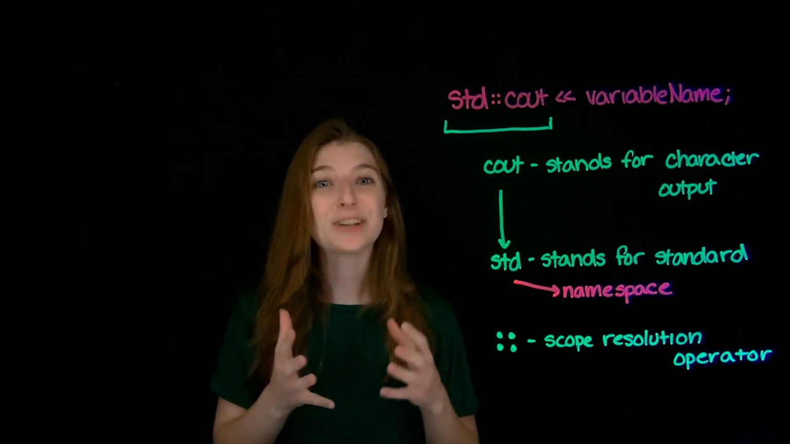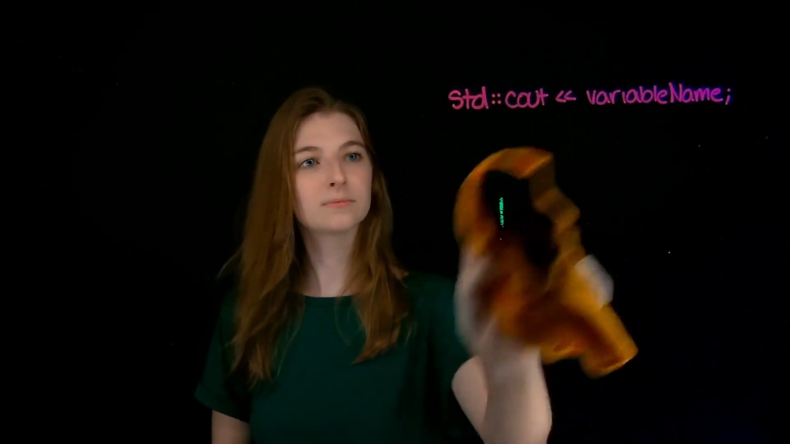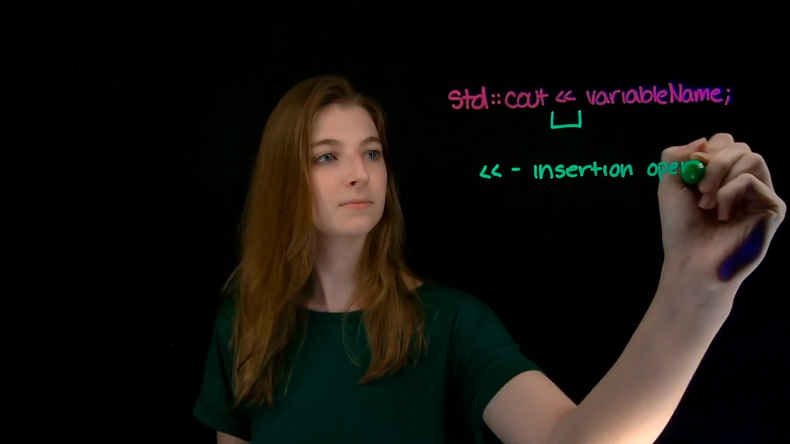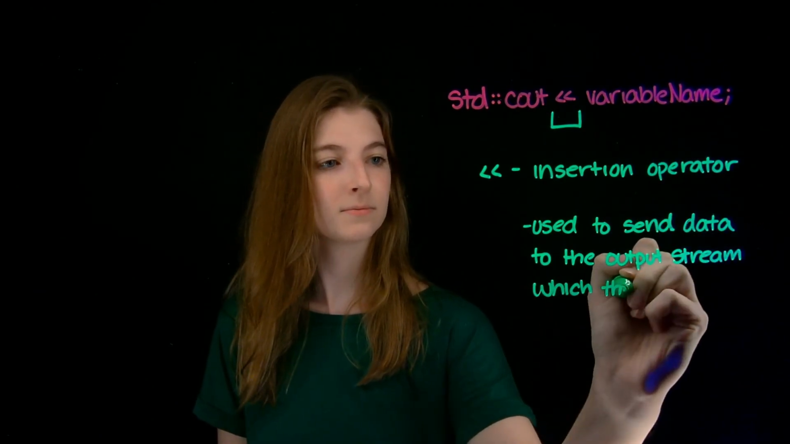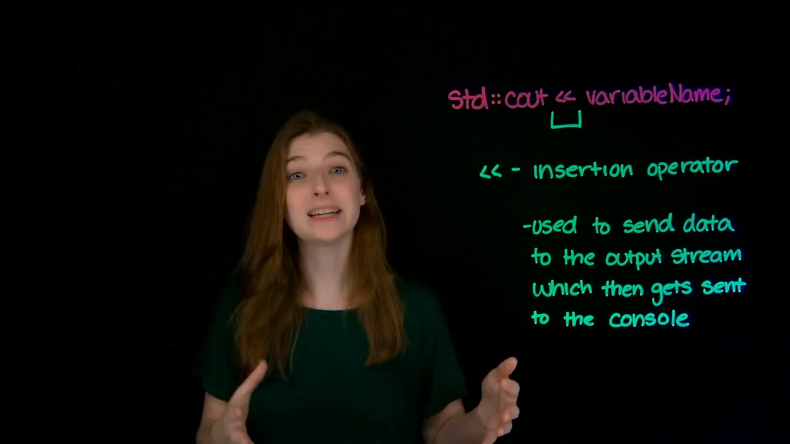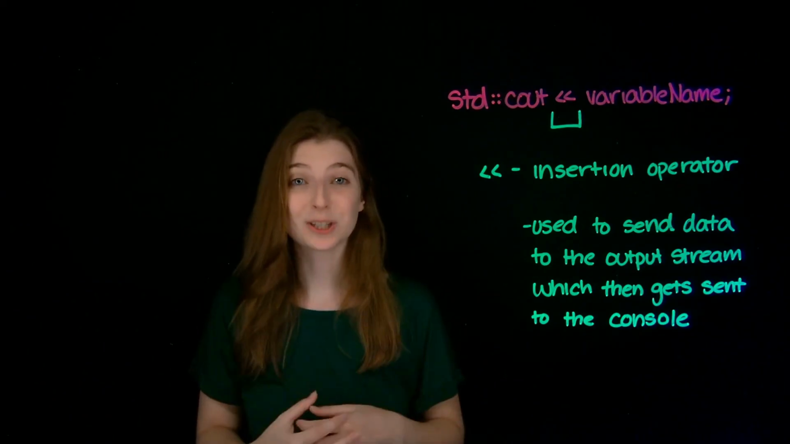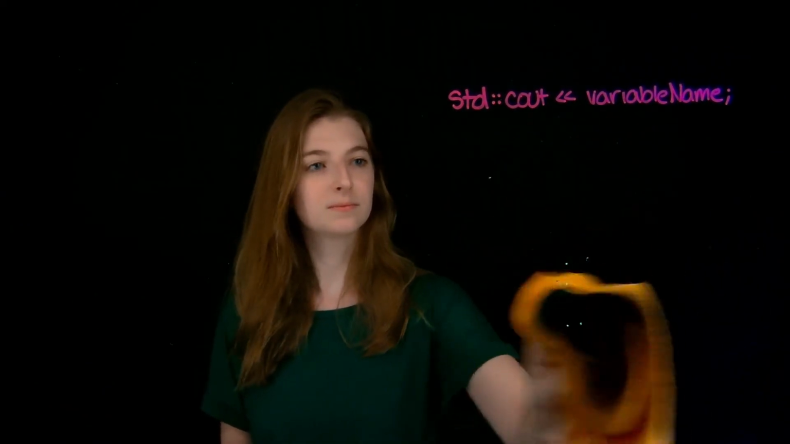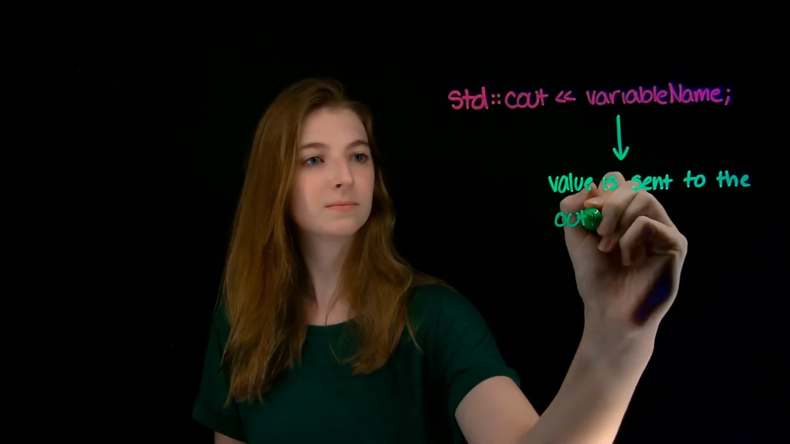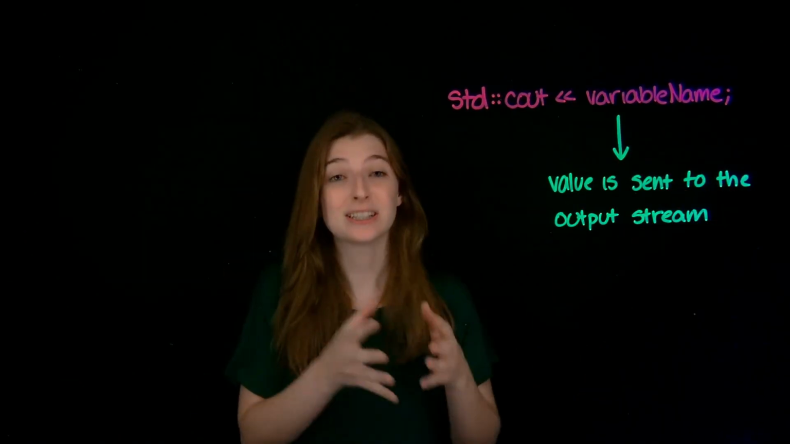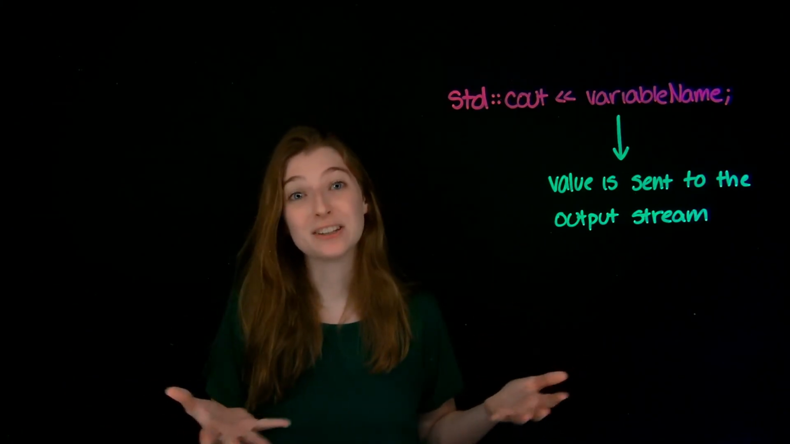The next thing in the original line is the 2 less than signs. These 2 less than signs are called the insertion operator. It's used to send data to the output stream, which is then sent to the console. So anything that comes immediately after the insertion operator gets sent to the console to be printed out. And then after that is the variable. Because the variable comes right after the insertion operator, it will send the value being stored in the variable to the output stream. And then finally is just the semicolon, which always goes on the end of each line in C++.